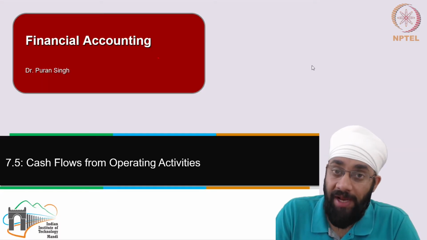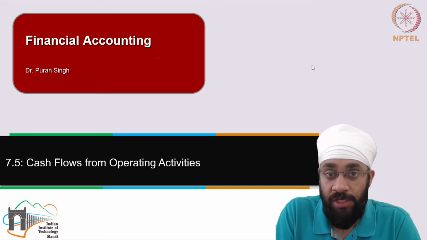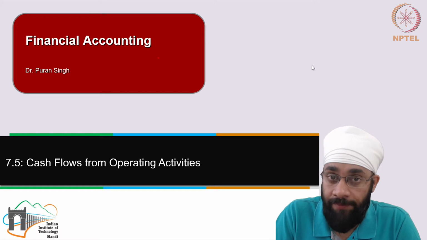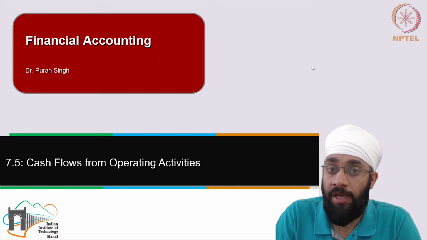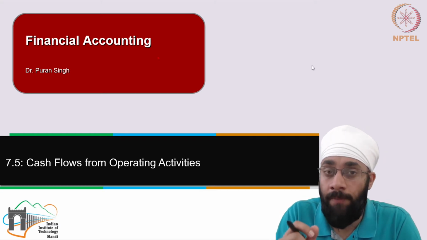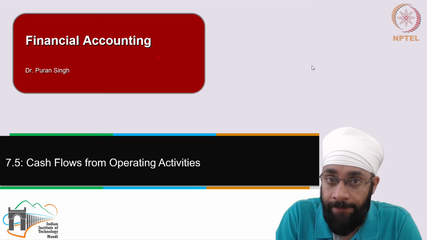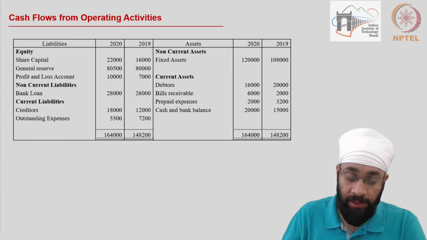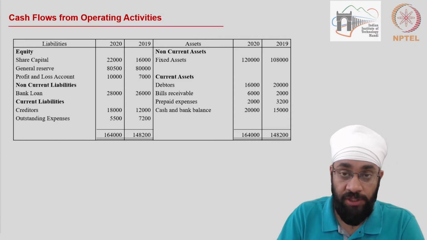It's time now to look at each of the three sections in the cash flow statement one by one. In this video, I'm going to look at the first section and tell you how the cash flows from operating activities are calculated. I'm going to do that with the help of a set of financial statements.